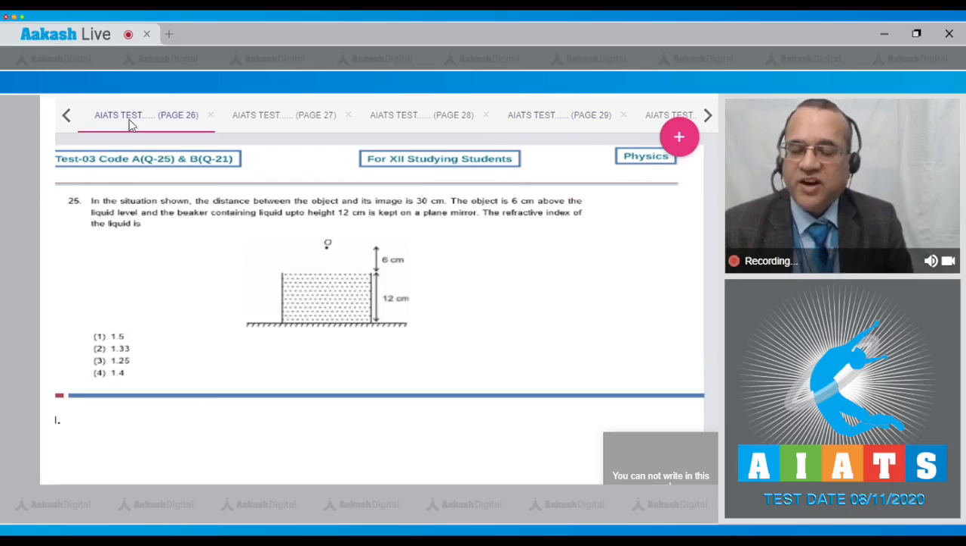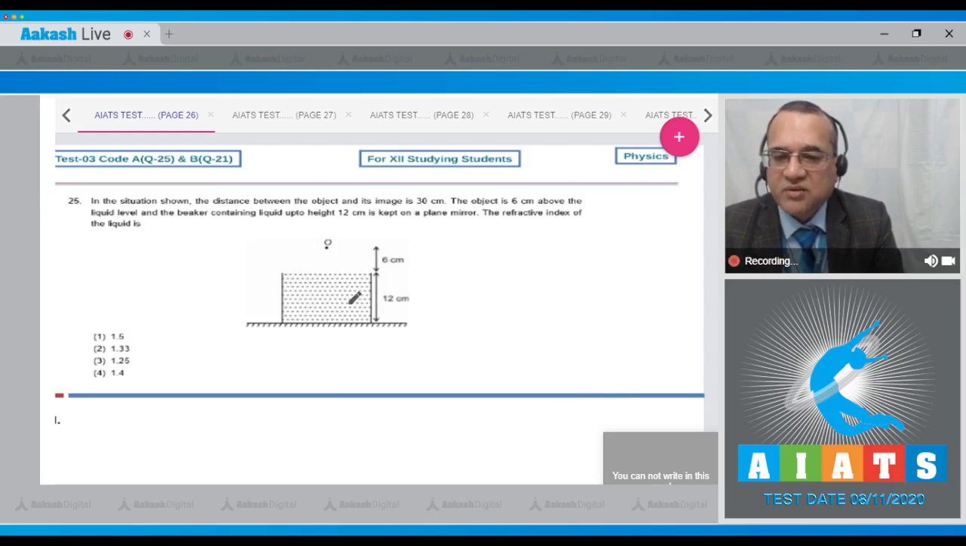Question number 25 says, in the situation shown, the distance between the object and its image is 30 centimeter. The object is 6 centimeter above the liquid level and the beaker containing liquid up to a height of 12 centimeter is kept on a plane mirror. So this is a plane mirror. Look at the diagram: this liquid is filled up to 12 centimeter and this is the mirror kept. The question asked is, the refractive index of the liquid is required.